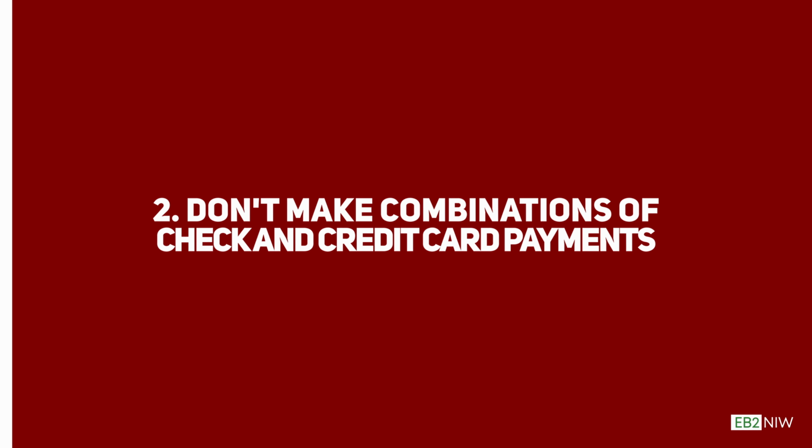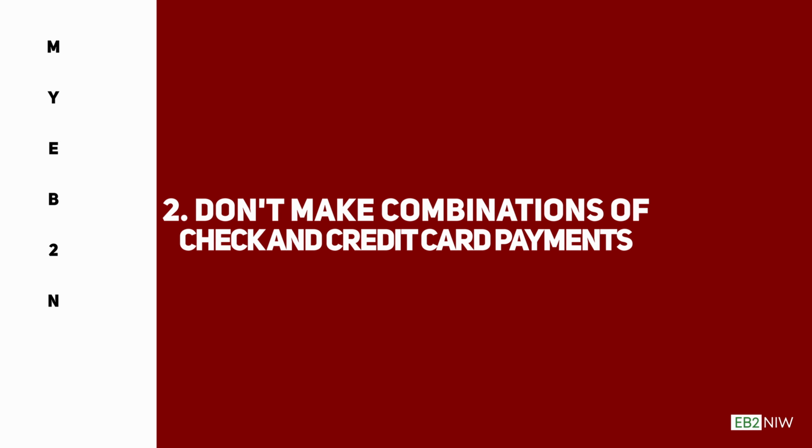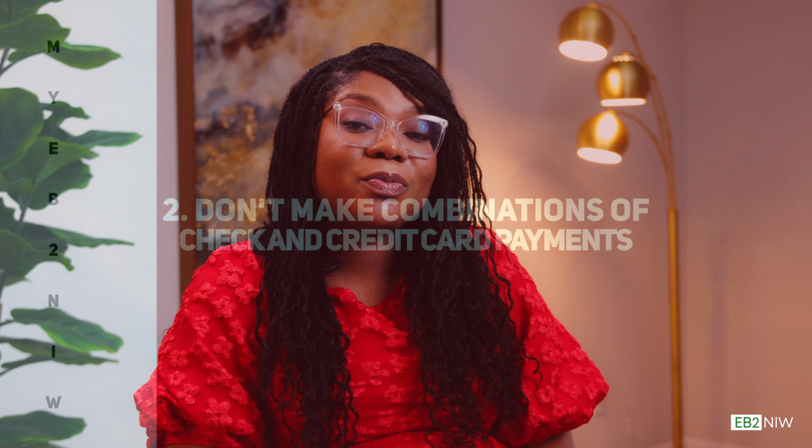Another thing that they don't want you to do, they don't want you to actually do a combination of check payment plus credit card payment. They don't want that combination. So if you're going to pay with check, pay with check. If you're going to pay with credit card, please pay with credit card. They don't want you to combine a check for part payment and then download the G-1450 to pay for the rest. They don't like that combination.